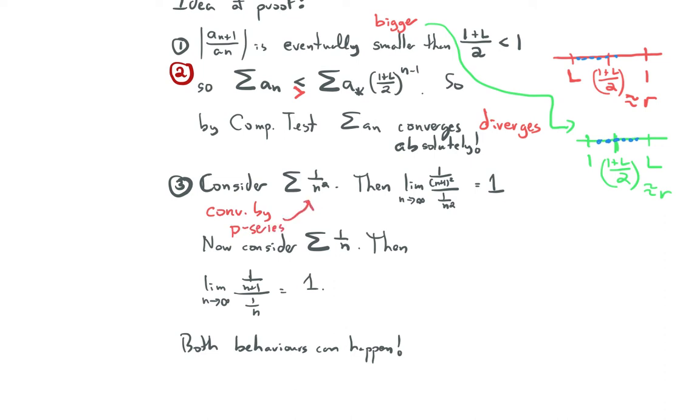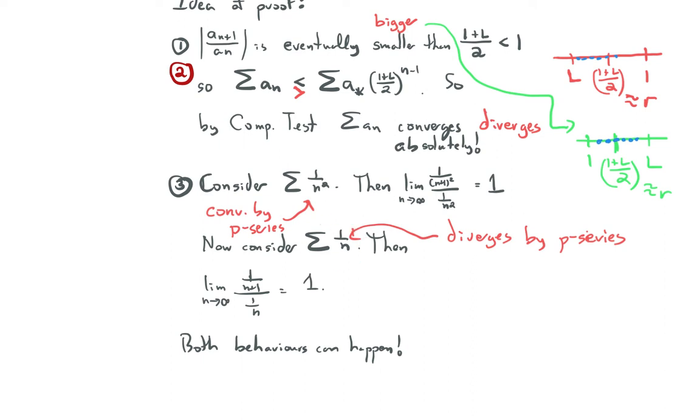Great. Now let's look at the other series that I want to talk about, 1 over n. This is the harmonic series. I know this diverges. There are lots of ways of showing it, but by the p-series test is probably the easiest way. We can just say it's a p-series where p is 1. 1 is not greater than 1. So this diverges.